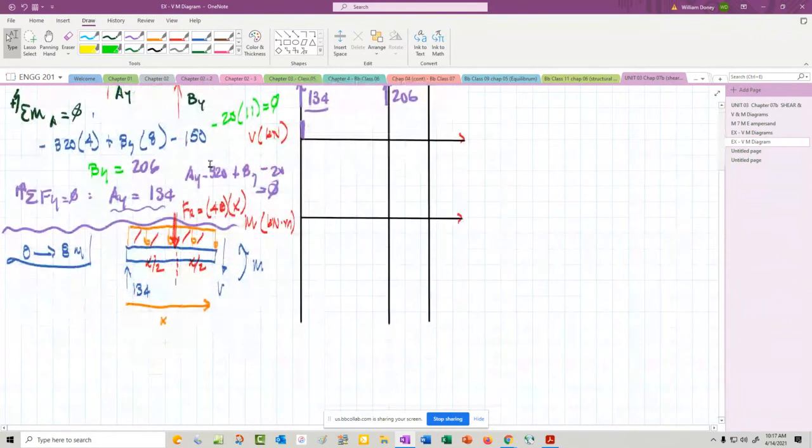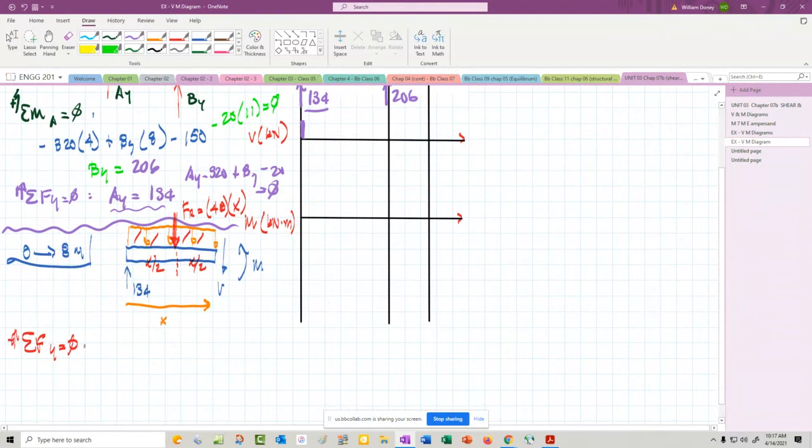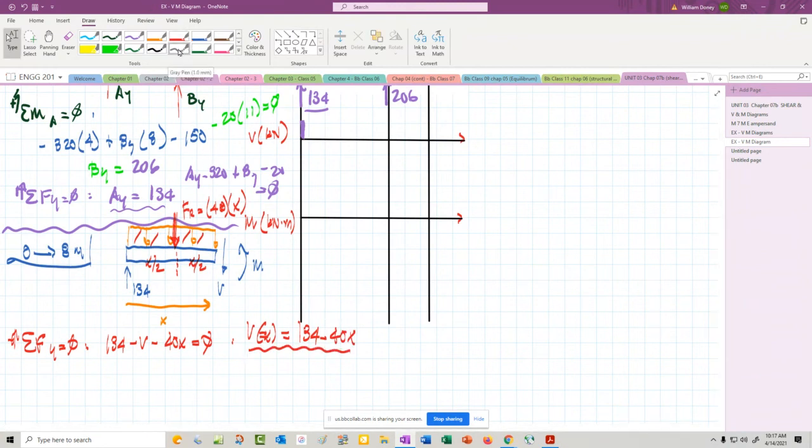So when I go to sum forces for the shear, let's do that. In the Y direction, positive up, I'm going to have 134 minus the shear minus that 40X equals 0. That tells me that the shear, I'll put it as a function of X, is going to equal 134 minus 40X. That is the function for 0 to 8 for the shear.